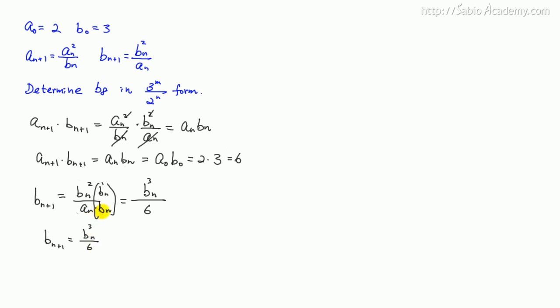So shall we go? So now let's start here. So b sub 0 is 3. B sub 1 is what? That guy cubed over 6. So it's 3 cubed over 6. Fine. And then, what about b sub 2? It's this guy cubed over 6. So it's 3 to the third cubed over 6. Okay, let's work this out. I think it will get hairy before you know it. So this is 3 to the 9th power over 6.